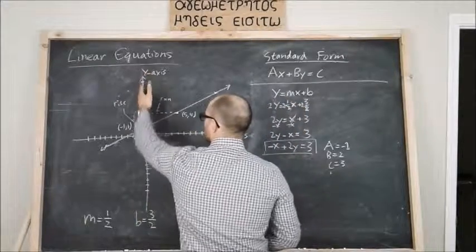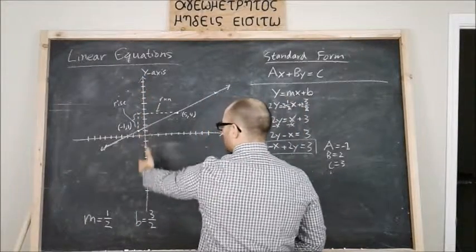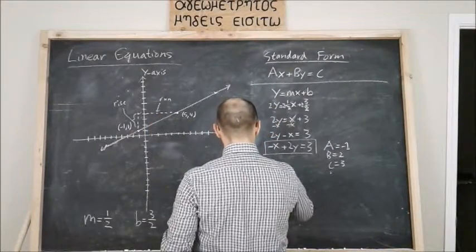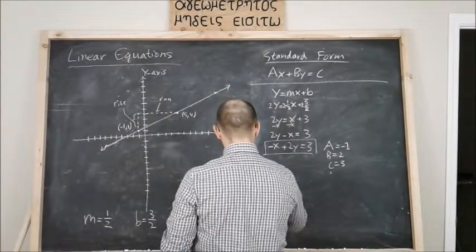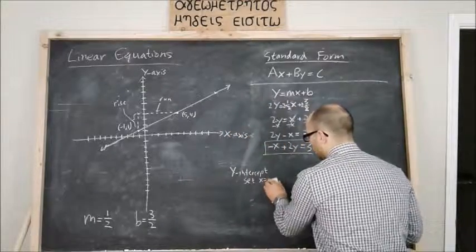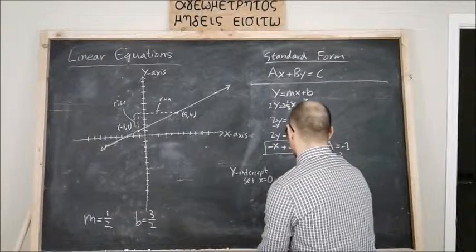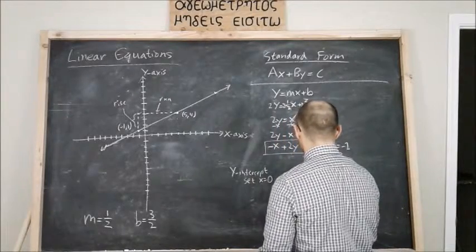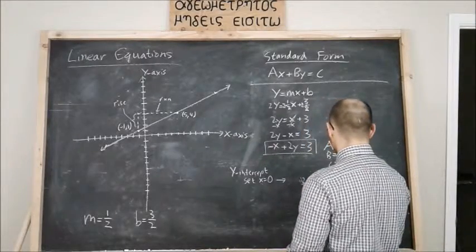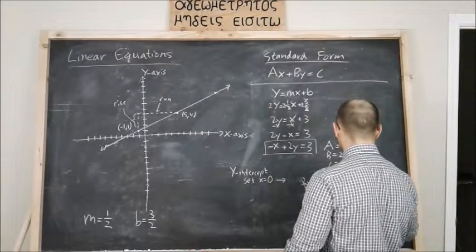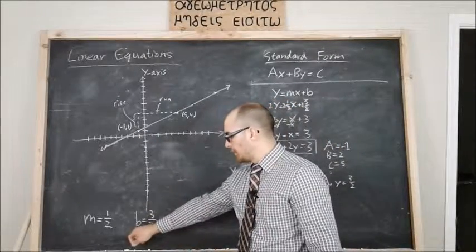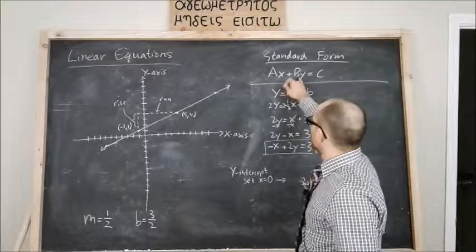So how do we find the y-intercept? The y-intercept is on the y-axis. At this point, x is equal to 0. So to find the y-intercept, we're going to set x equal to 0. So we're going to have 0 plus 2y is equal to 3. Divide both sides by 2, and I get y equals 3/2. Well, that should be no surprise because that's what we had already. Don't confuse lowercase b with the capital B of standard form, okay?